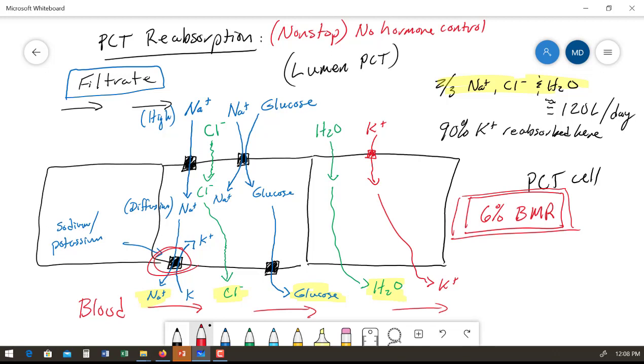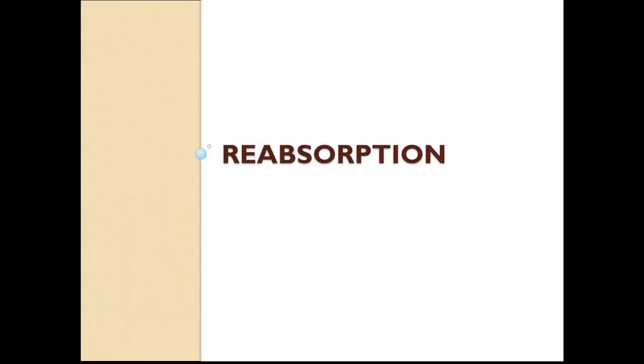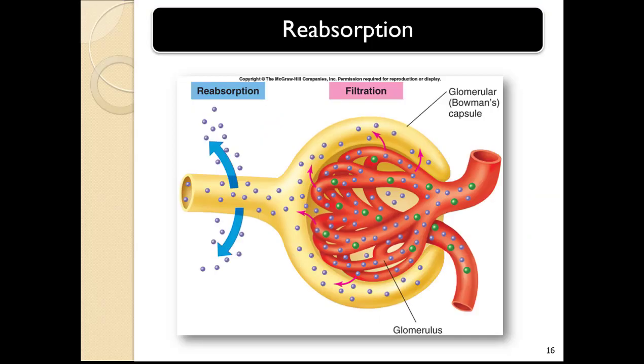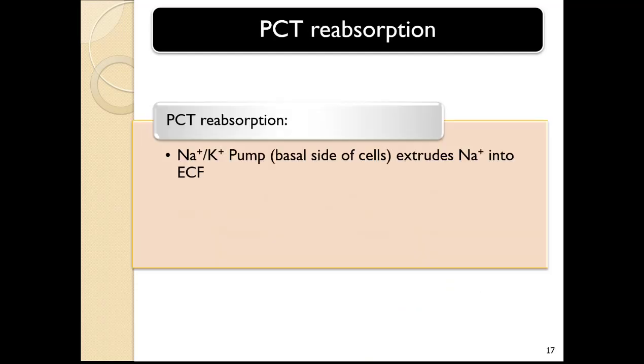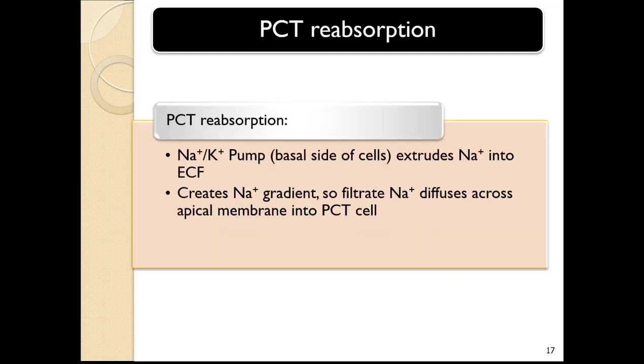Okay, so finally here, I want to run through a couple of slides that I have at the very end. They basically just reiterate what we just went over, but I'm going to show them to you. They're here for your reference. This is slide 16 on the current slide set. You can see that this is showing the Bowman's capsule with glomerulus and the filtration that's taking place across the Bowman's capsule, and then the reabsorption that's happening out here in the proximal convoluted tubule, which is what we were just talking about.